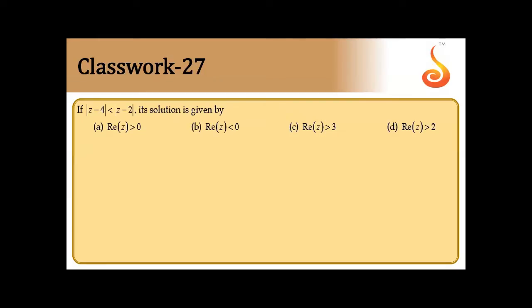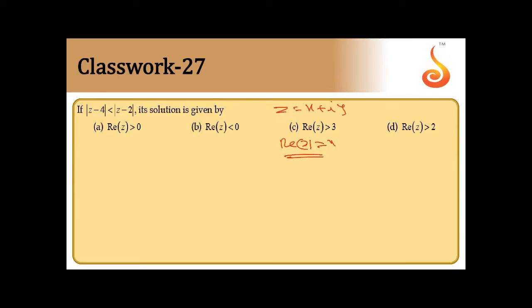Okay, modulus of z minus 4 less than modulus of z minus 2. Its solution is given by real part of z greater than 0, real part of z less than 0, real part of z greater than 3, real part of z greater than 2. What is real part of z? If you take z equal to x plus iy, real part of z is x. Okay, but we want x value.